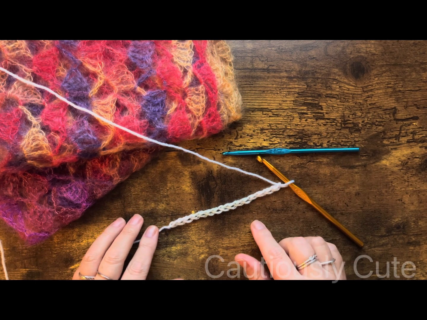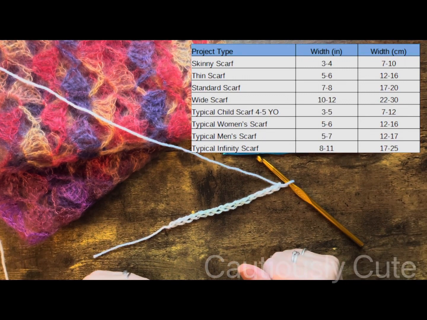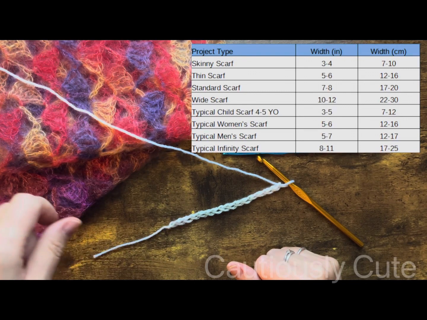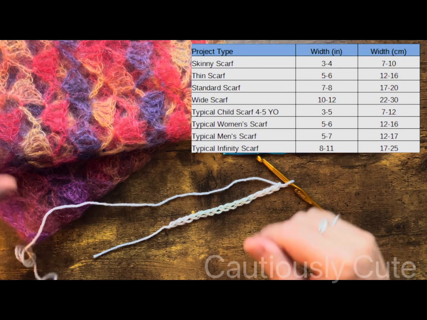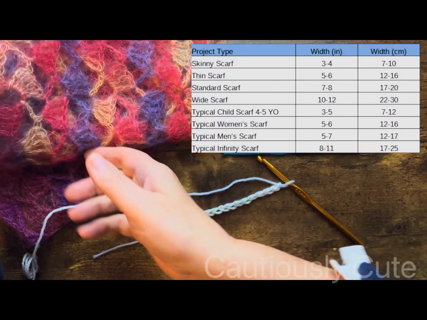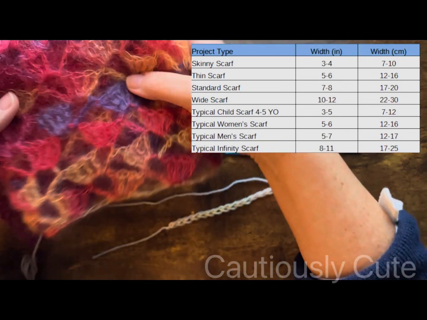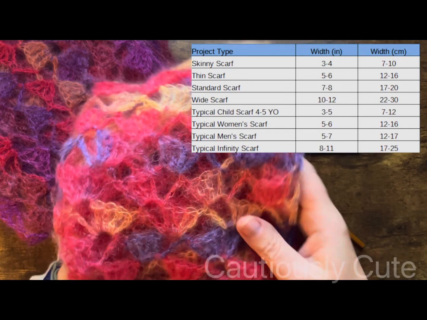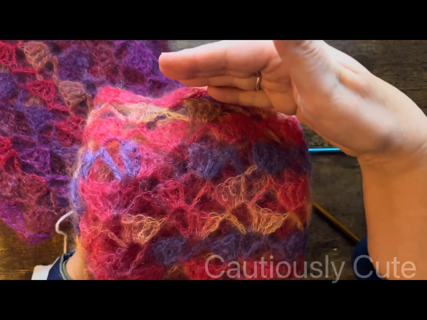For the width of your scarf, you can take the same calculation, but instead of taking the number of the stitches in your foundation chain, you will measure the height of your row, the height of the stitches you are using. And that's how you can calculate how many rows you need to complete your scarf width.